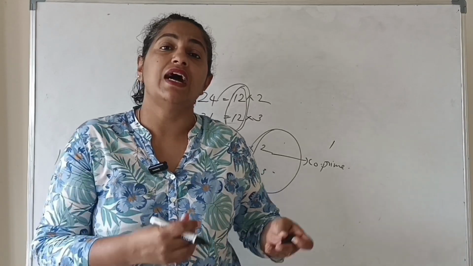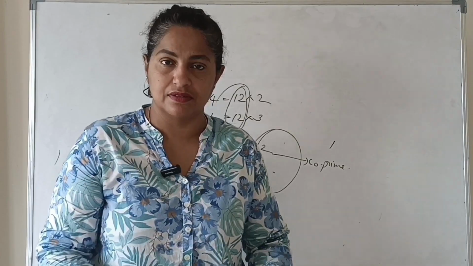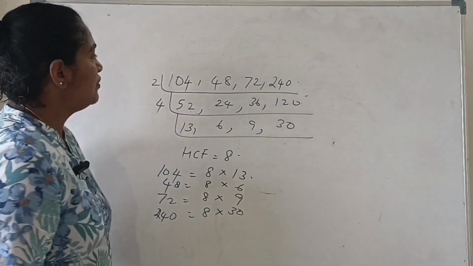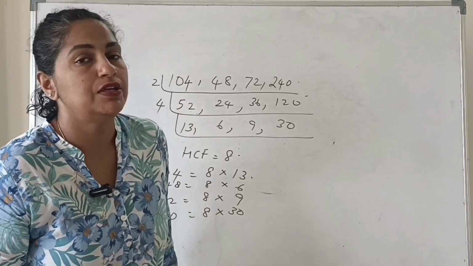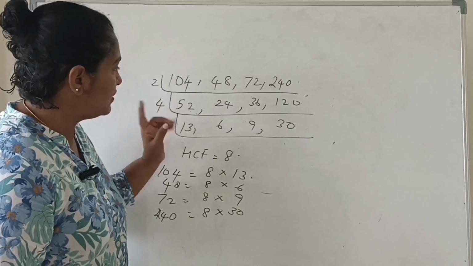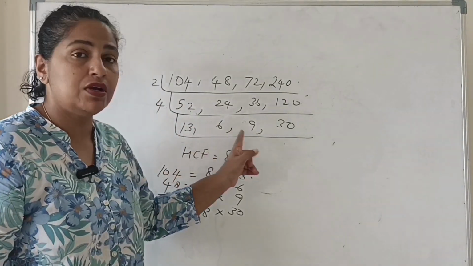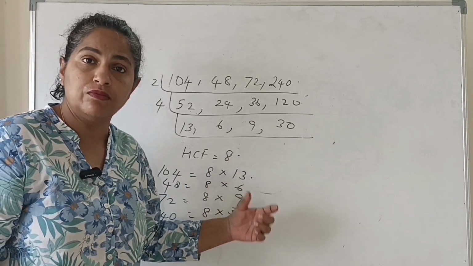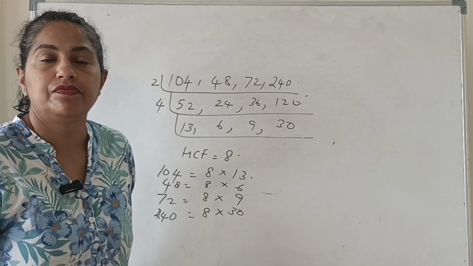Right? Now let us take another set of numbers. Let us take 4 numbers in this case. Here I have taken 104, 48, 72 and 40, and I am trying to find the HCF by using the common division method. I am dividing first by 2 and then by 4, and this is what I am getting. I can see that there is no more number that is common to all 4 numbers, so I leave my division there. So my HCF is 8.